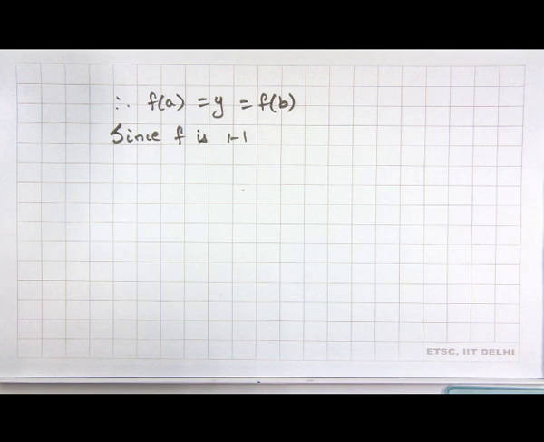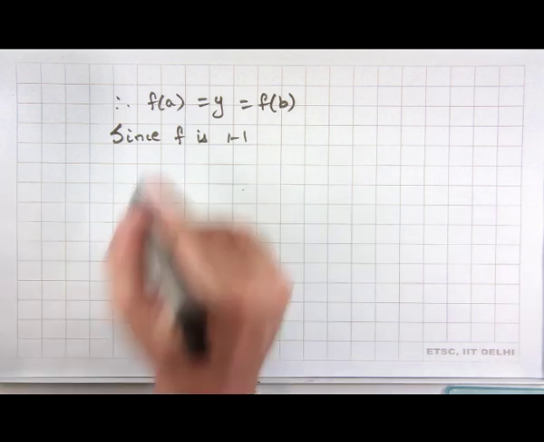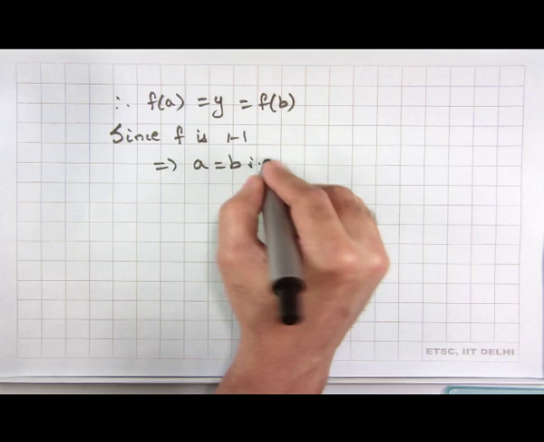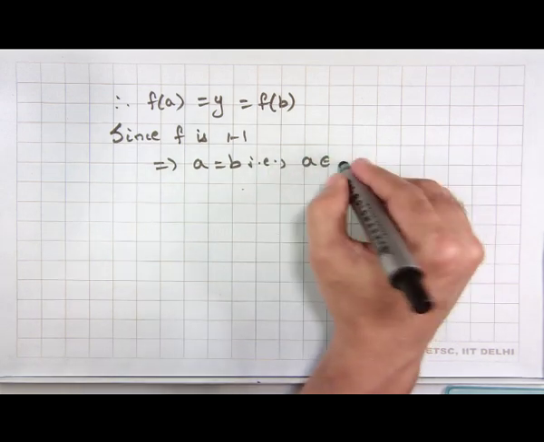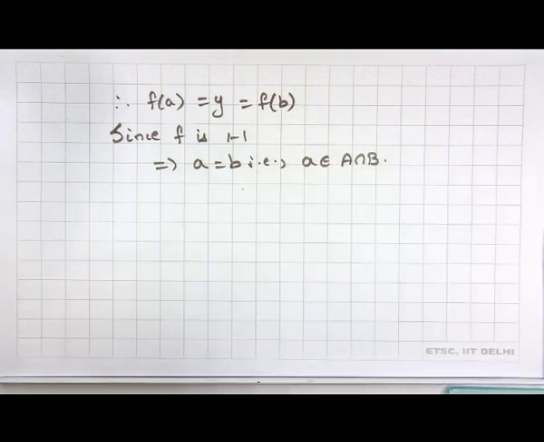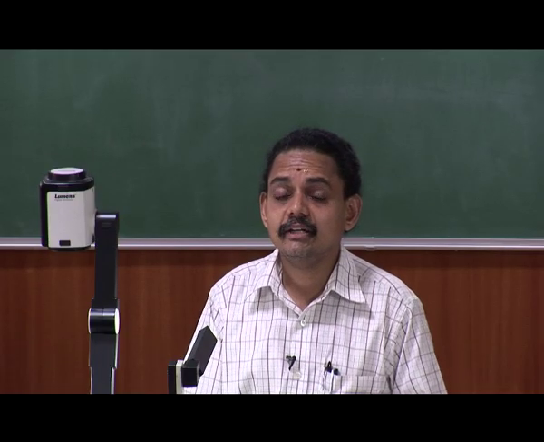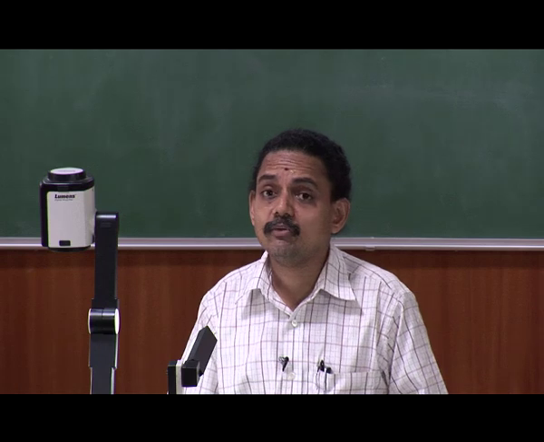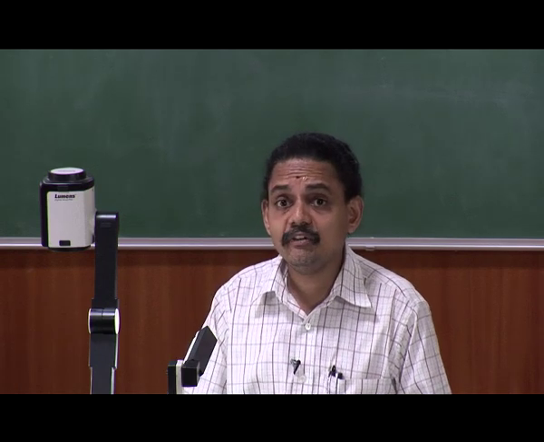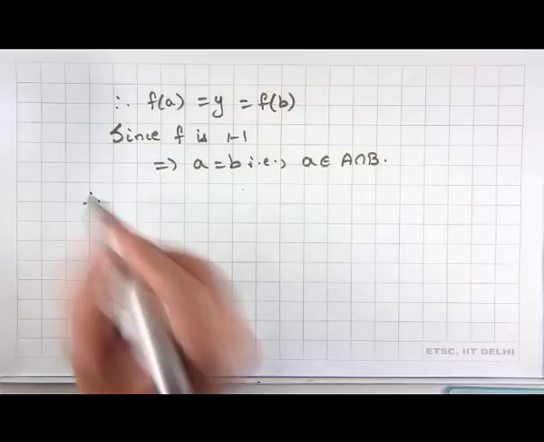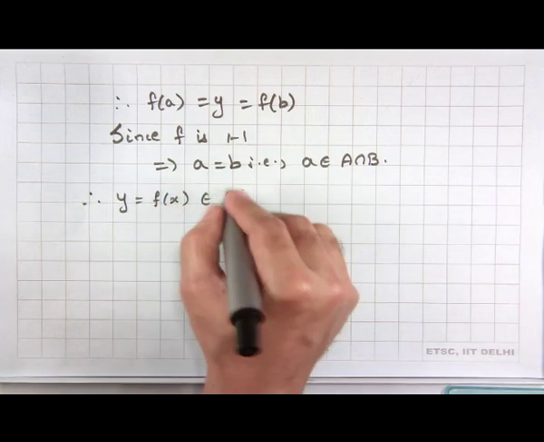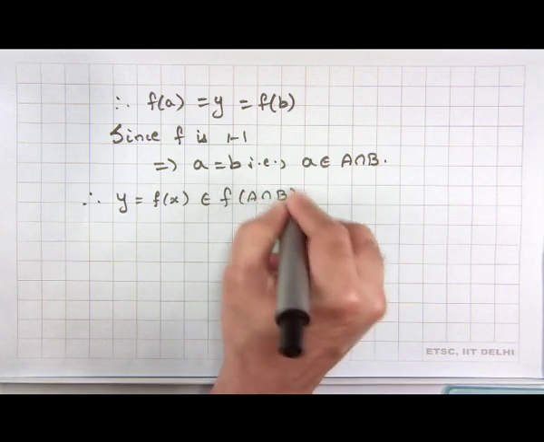By definition of 1-1, f(A) equal to f(B) implies A equal to B, that is, A belongs to A intersection B. This is the one that was lacking in all those examples that we had earlier, for example, f(x) equal to x square. The 1-1 was lacking, so that we could not prove the reverse inequality. Therefore, y, which is f(x), belongs to f of A intersection B.